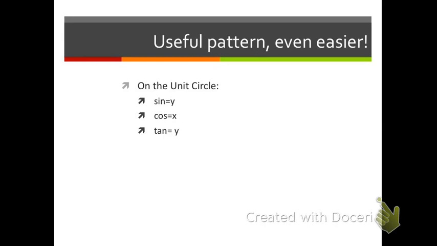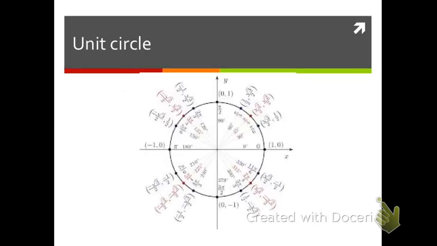So on the unit circle, since r equals 1, if we do y over r, that reduces to just y. Same thing with cosine, x over r becomes x, and then tangent, oops, sorry, I didn't finish writing that out. Tangent is just y over x, that one didn't change.